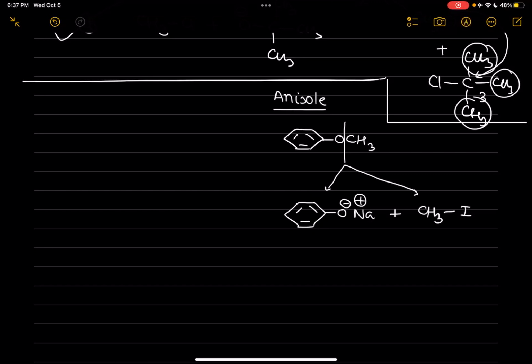There is one more choice. You can select this one. You can take chlorobenzene or bromobenzene or iodobenzene, an aryl halide, instead of an alkyl halide. And oxygen you took with methyl. I'm talking about this one.